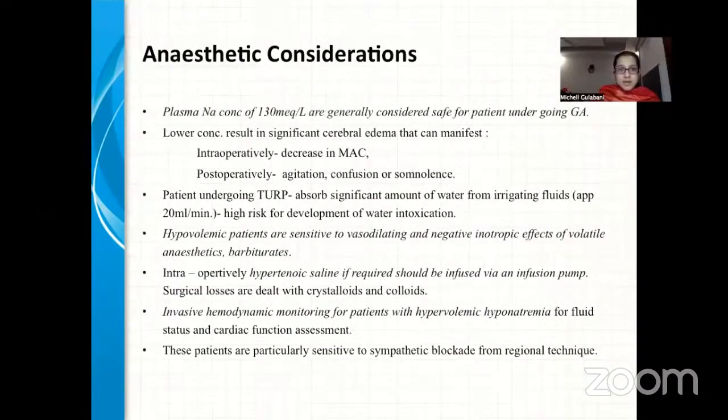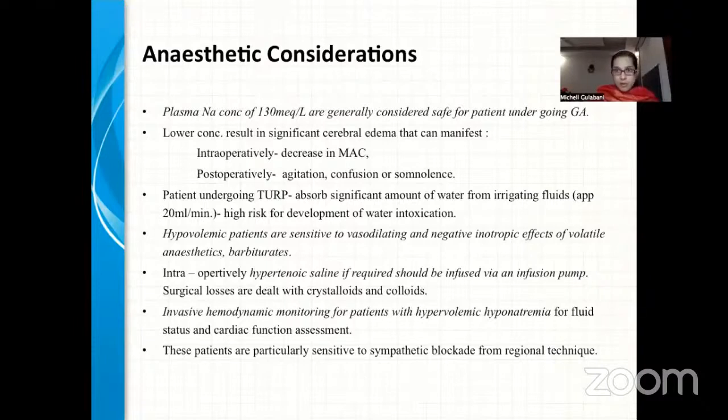And in the anesthetic considerations, we also see that plasma concentrations of around 130 are generally safe for patients undergoing GA. Lower concentrations than this can result in intraoperatively decreased MAC, and postoperatively you can experience agitation, confusion, and somnolence. And there are various surgeries like TURPs in which there is significant absorption of water from the irrigating fluids, and this can result in water intoxication and hyponatremia.